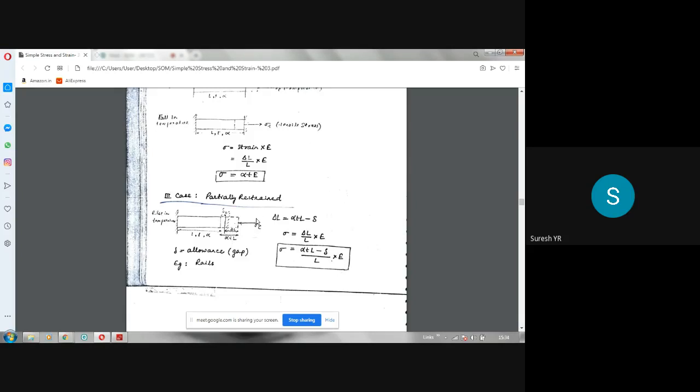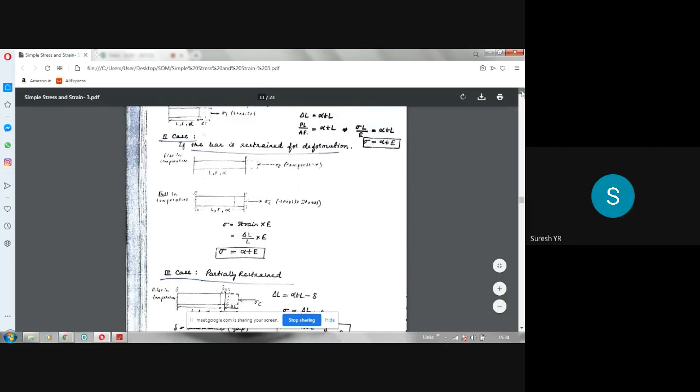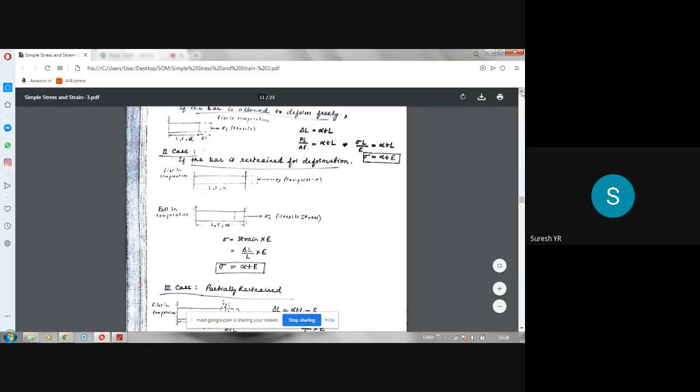Restraint is their opposite nature stress will develop. Rising temperature means tensile stress would have developed, but since there is restriction, the opposite nature, compressive stress, is going to develop. So sigma C in this case is given by this. So these are the three important cases you should remember whenever a temperature stress problem is given.